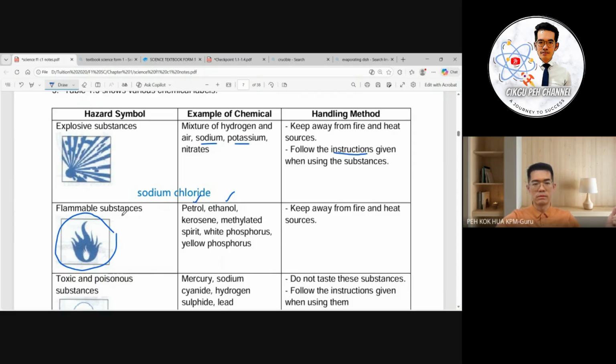So these are example chemicals showing flammable substances with this symbol. So how to handle? Keep away from fire and heat sources. Okay then.